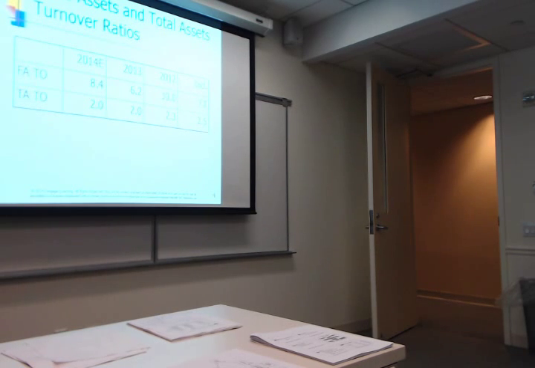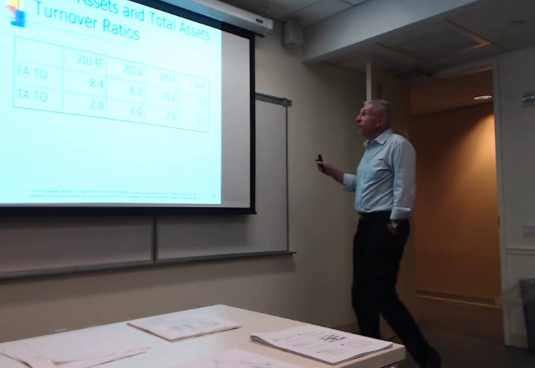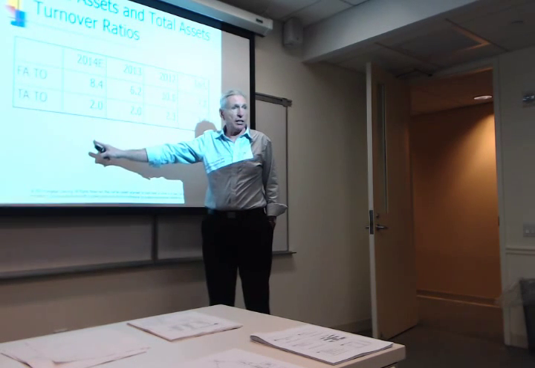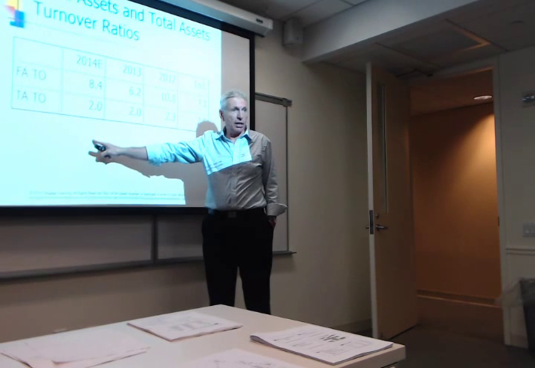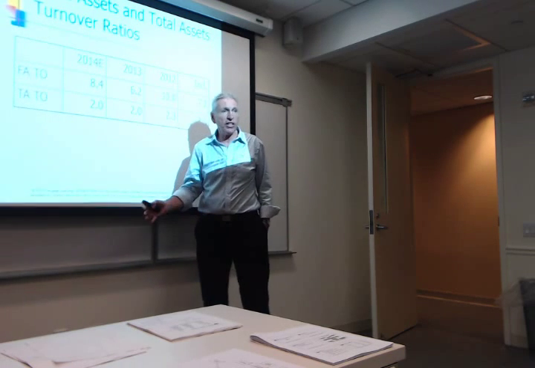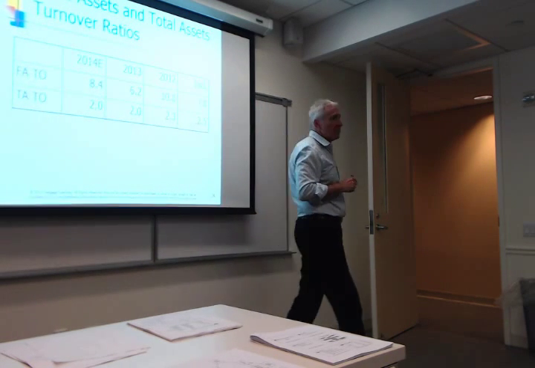So what this tells you is that fixed assets, we're doing fine, but we're doing so poorly managing our receivables and our inventory that it's pulling that whole ratio down, and we're now below the industry standard.